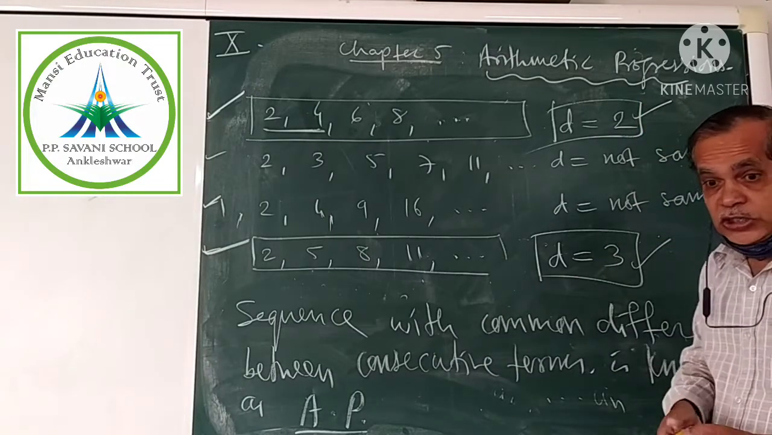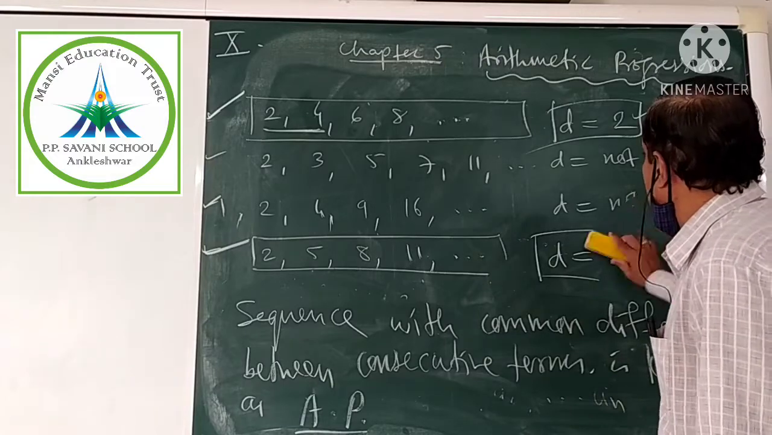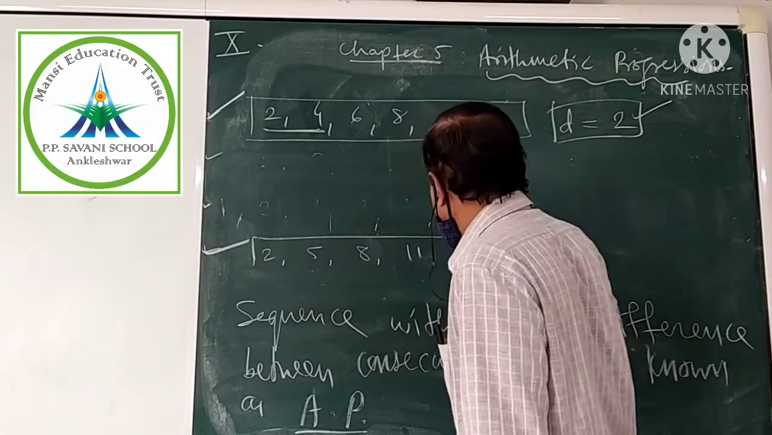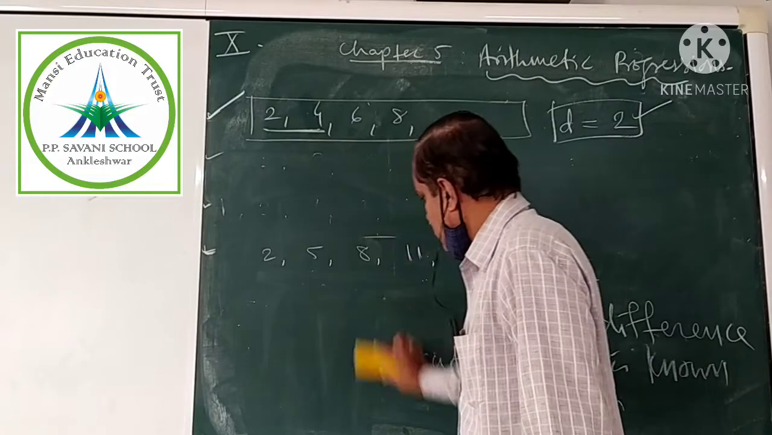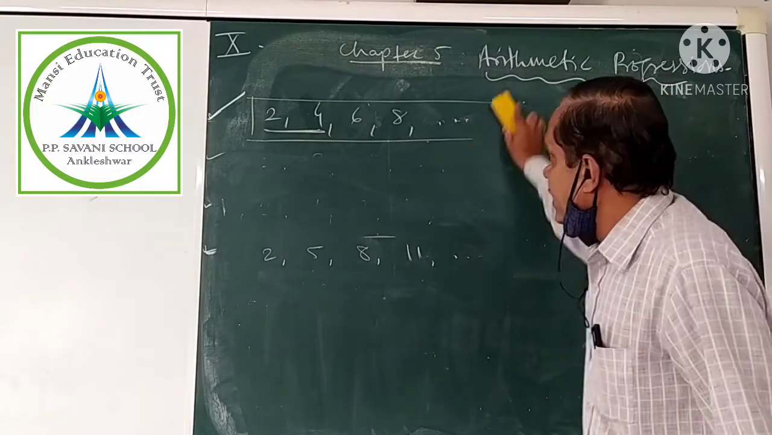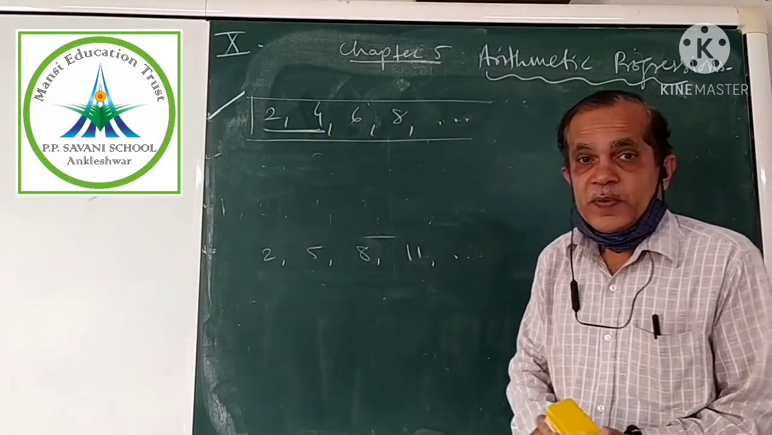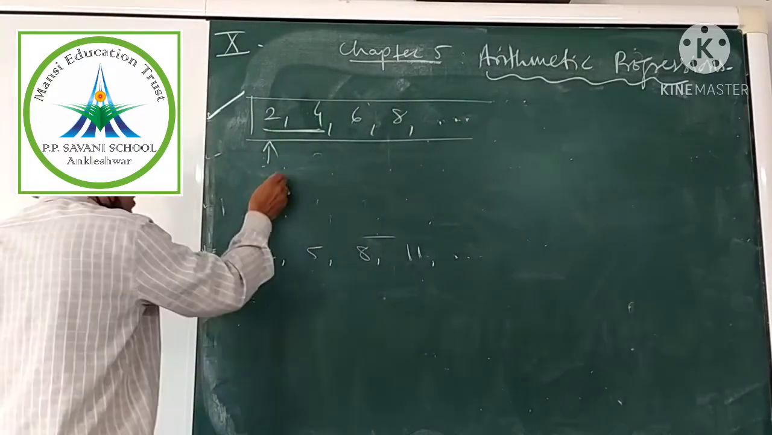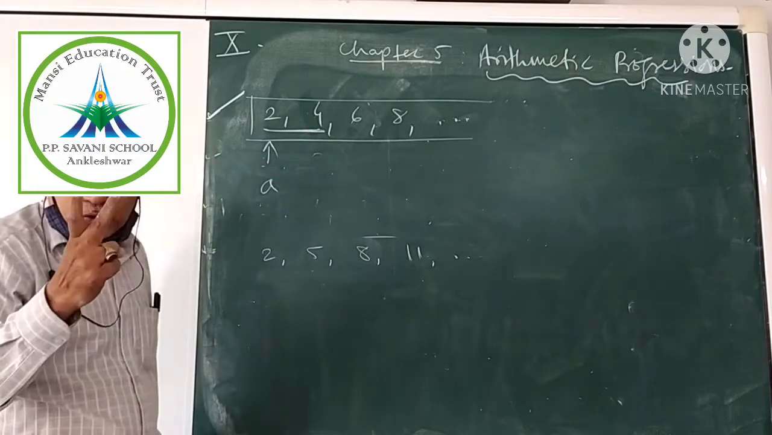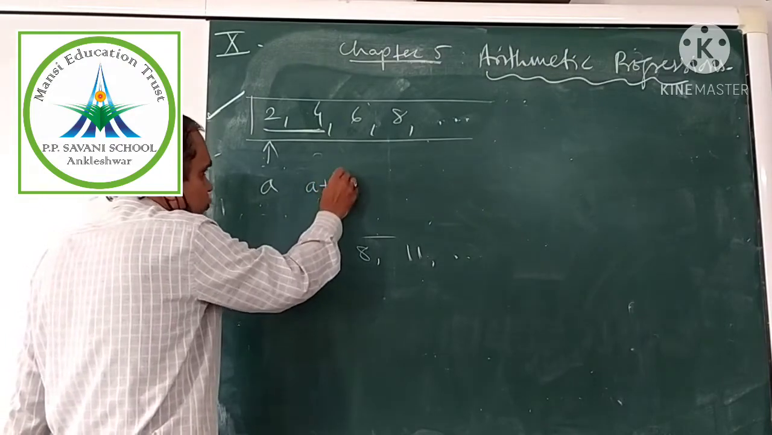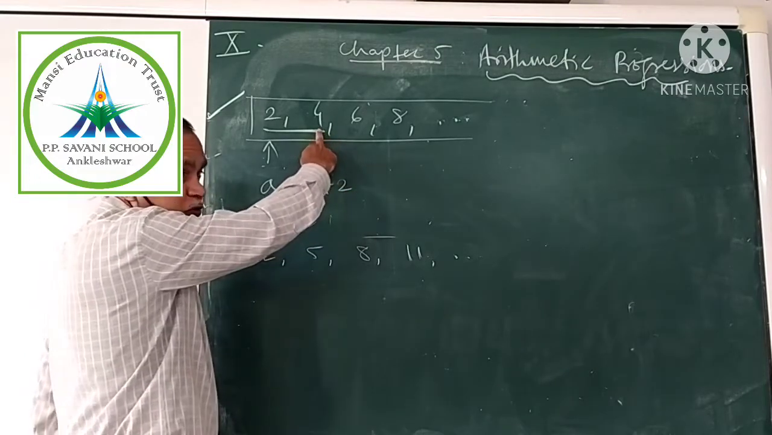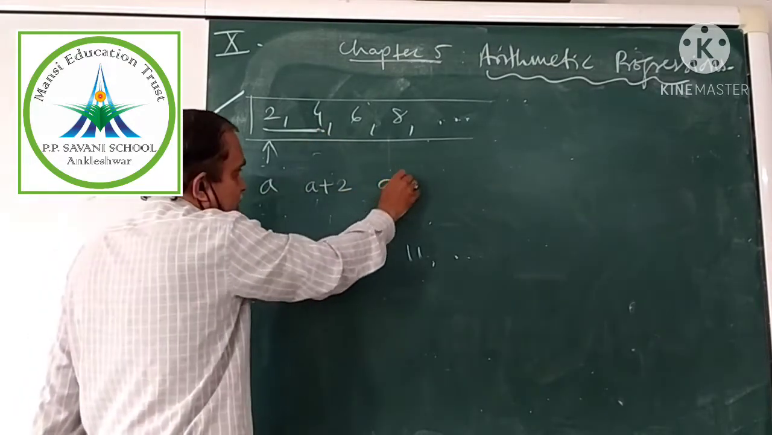Got it? Now let us talk about AP. See students, I am just taking these two sequences which are APs. The general way of writing an AP and a sequence is different from each other. For an AP, the first term is shown by letter a. Second term is obtained by adding 2, so I can write a plus 2. Third term is adding again 2 to this term, so a plus 2 plus 2.